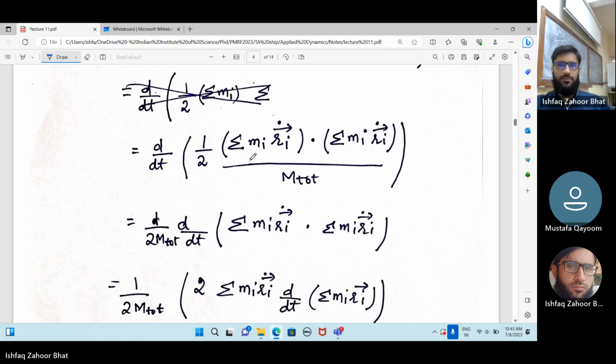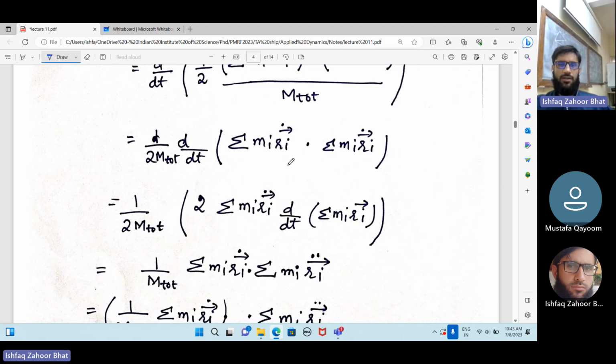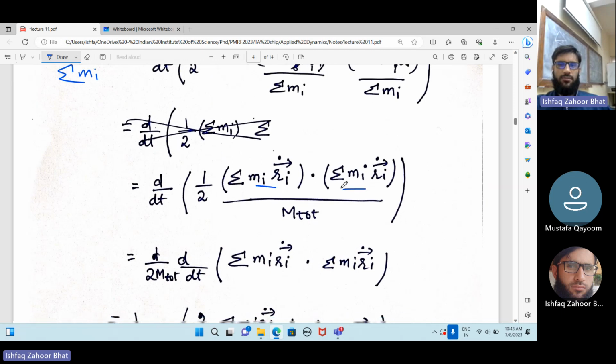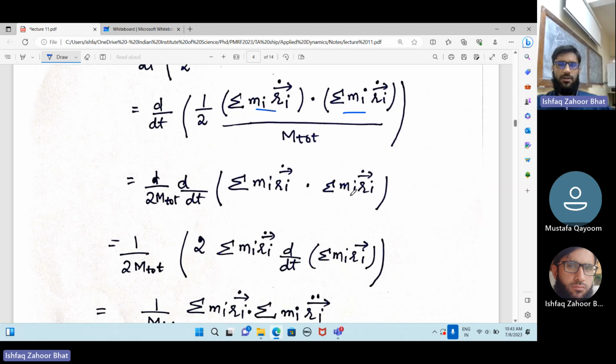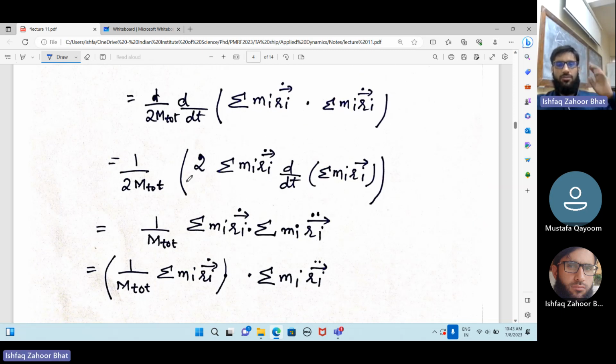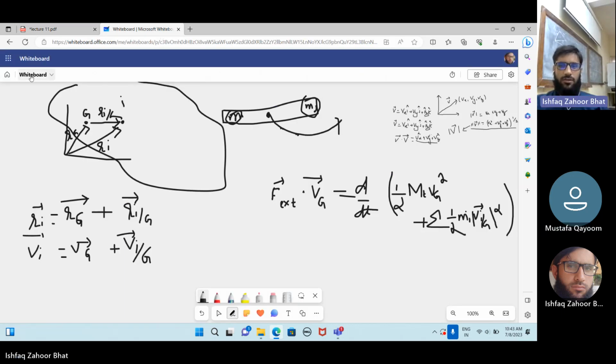Now you can differentiate this thing. You will get what? Take this m total outside and 2 outside, and now we have d by dt of this thing and this thing, summation of mi ri dot, summation of mi ri dot. Okay, so now let us go to the whiteboard. Today I am not feeling good at writing on the whiteboard because I have to write with the cursor. I have to download the extension for this pad.